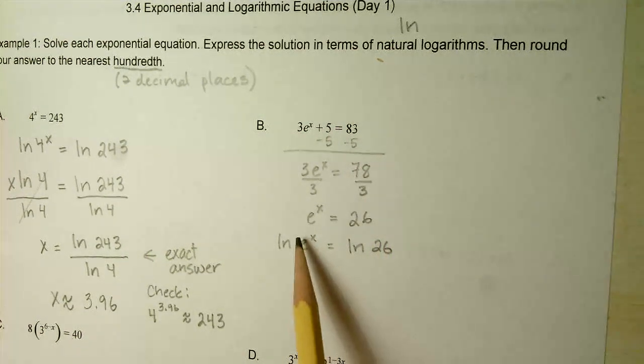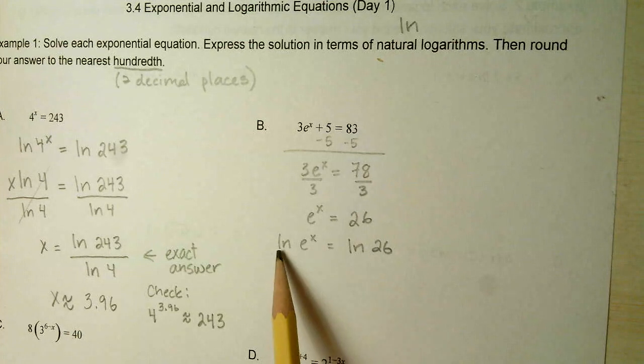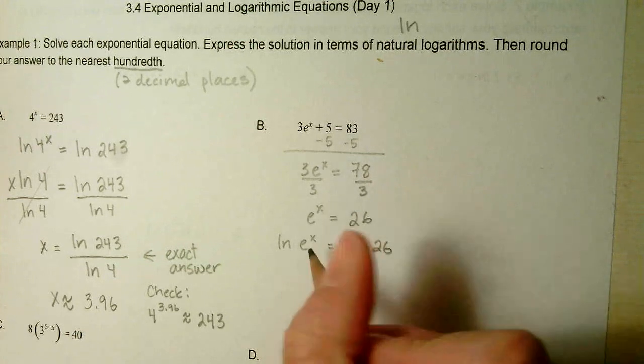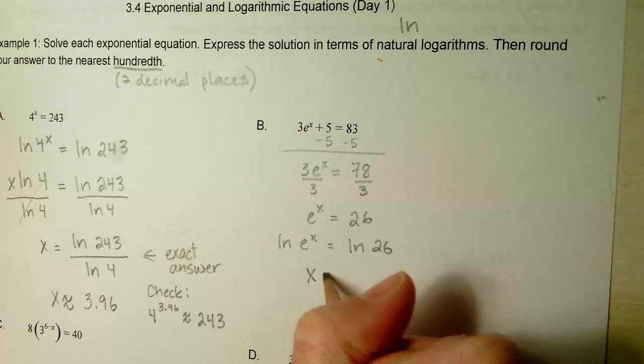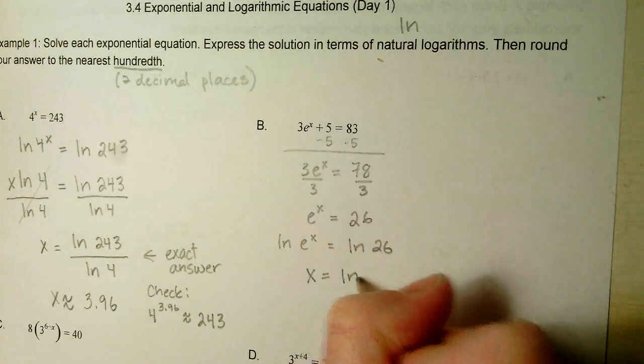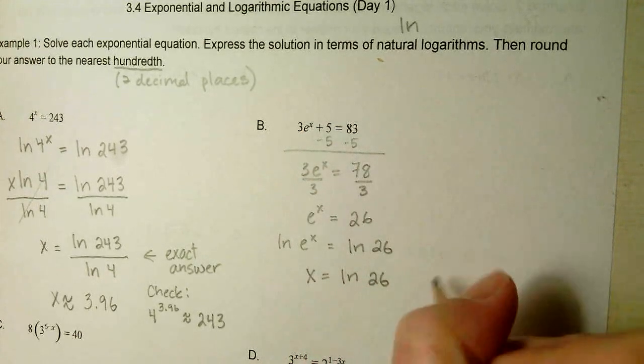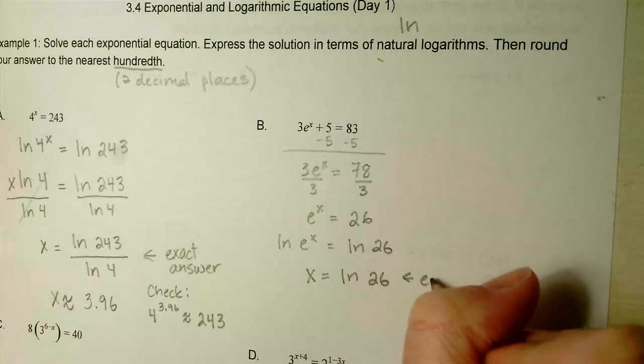Also, this one especially we would have picked base e because the natural log of e to the x is just going to be x. So x is going to be equal to the ln of 26, the natural log of 26. So again, this is my exact answer.